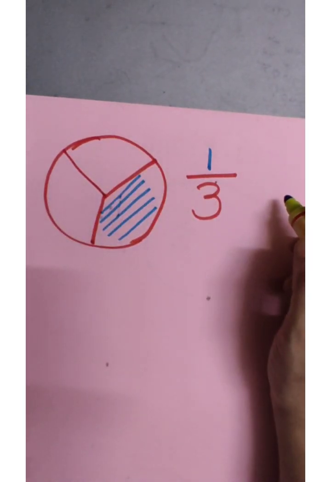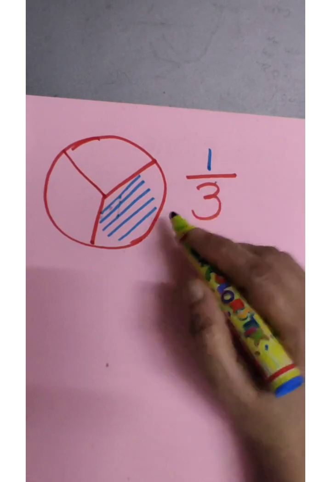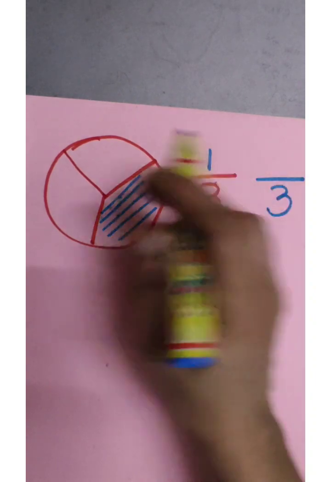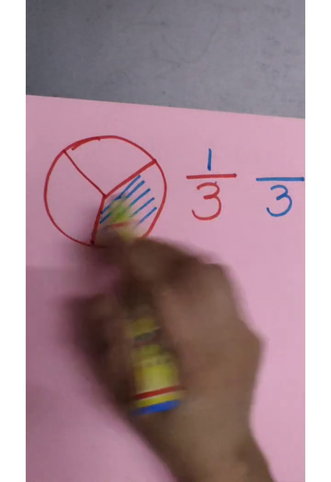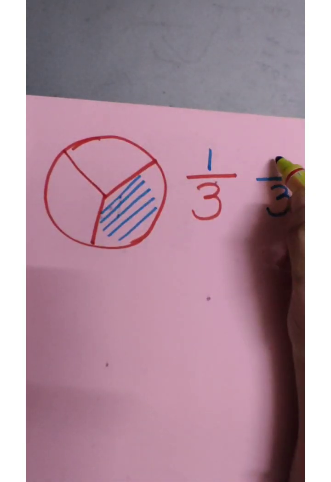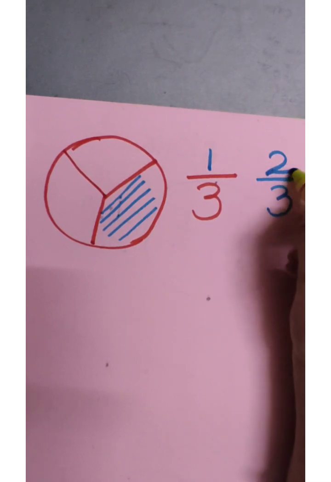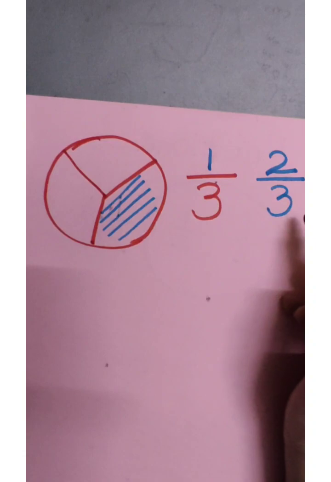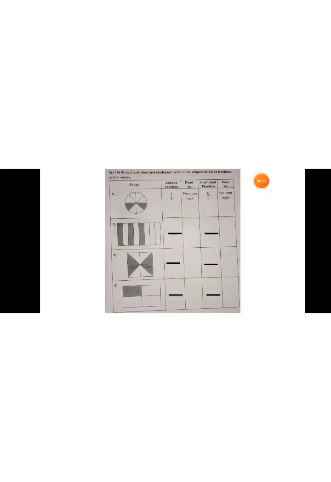That also can form a fraction. So the total number of parts are 3 and the unshaded part is 2. So we can say 2 upon 3. The fraction is 2 upon 3 for the unshaded part. So children, let us do some exercise with shaded and unshaded fractions.